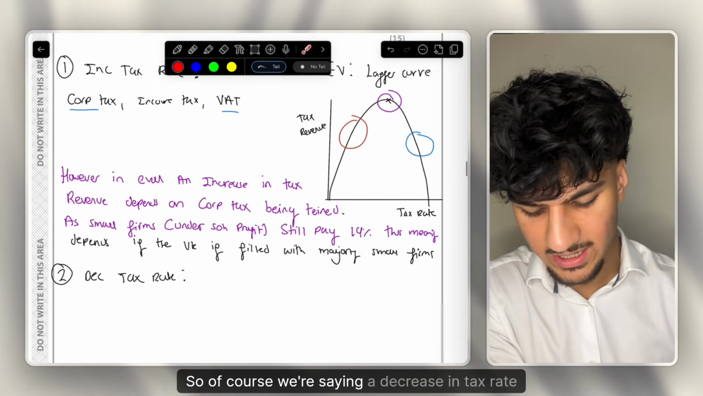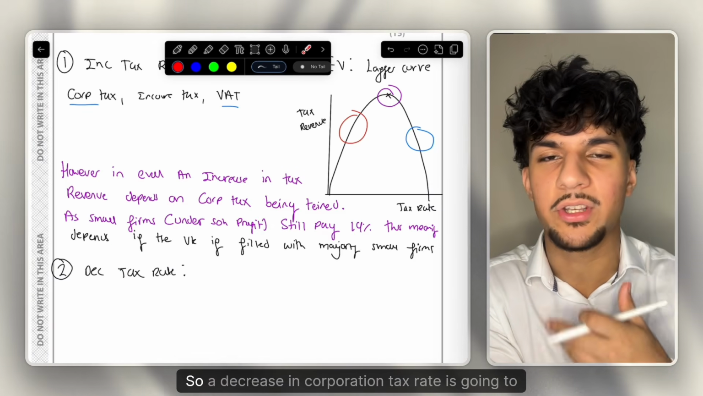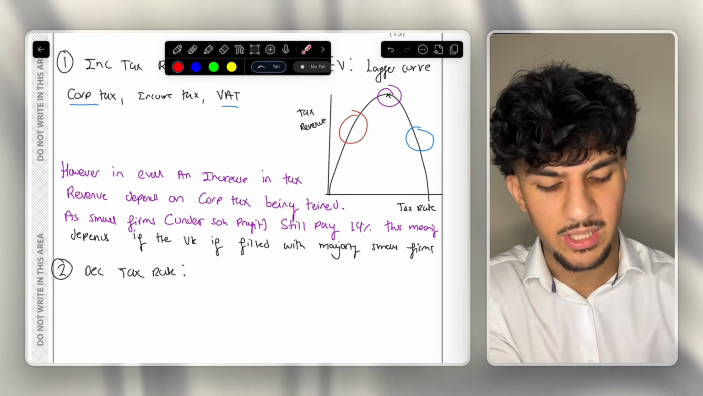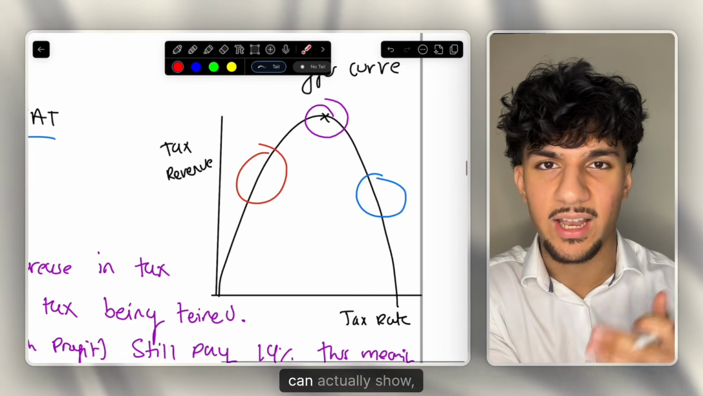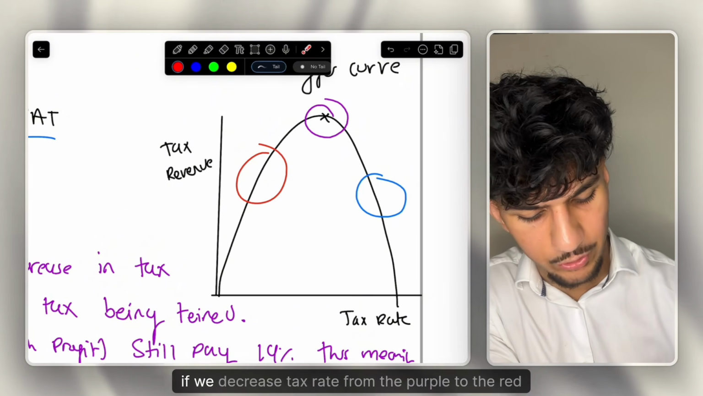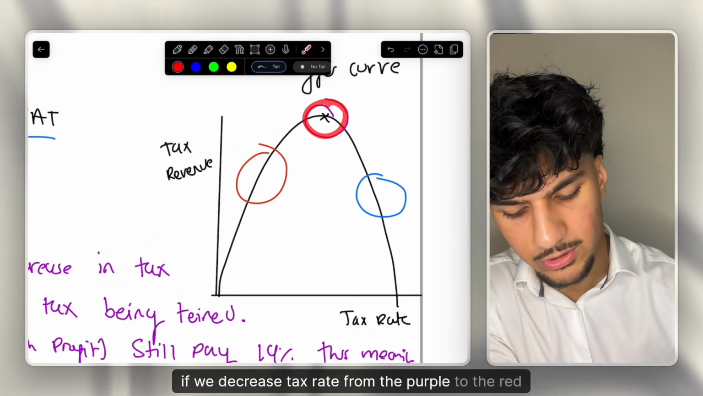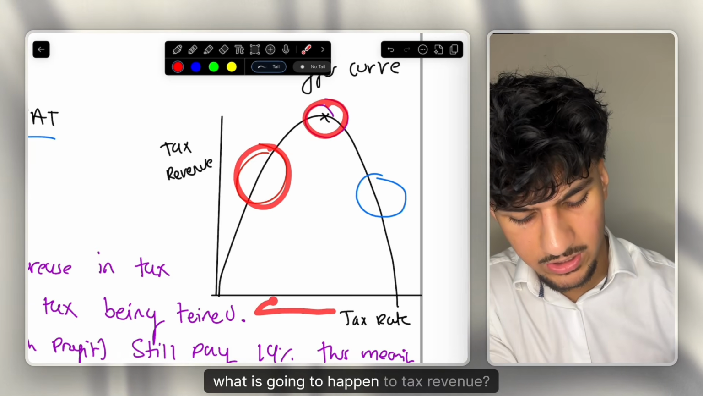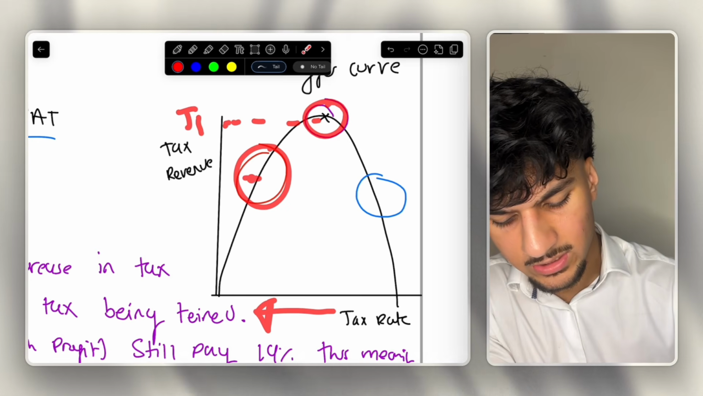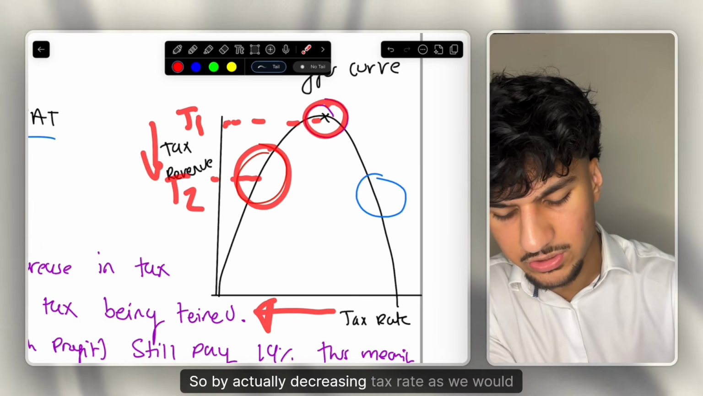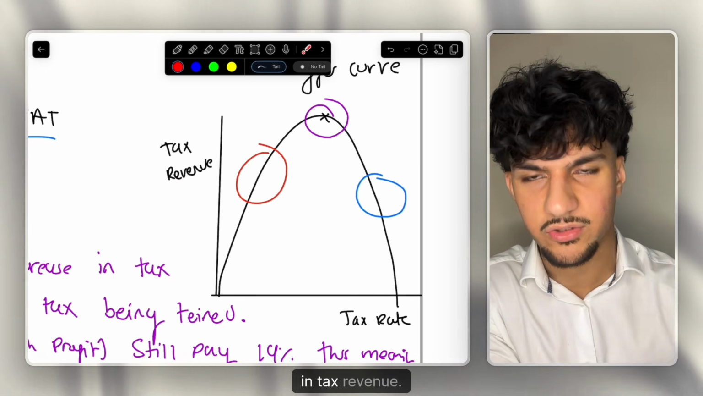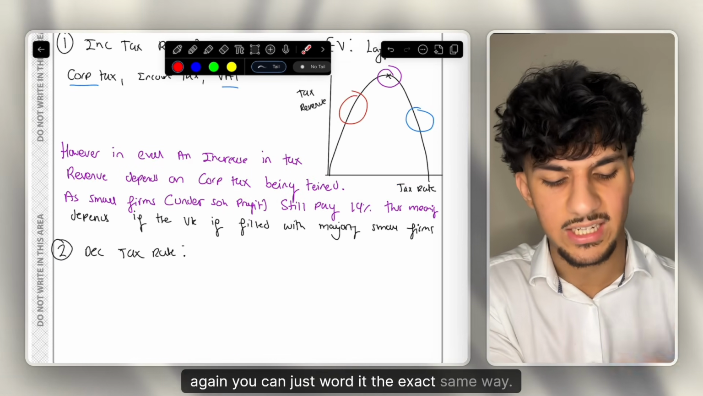Of course, we're saying a decrease in corporation tax rate is going to lead to an increase in tax revenue due to several effects. But the Laffer curve can show a limitation of that. For example, if we decrease tax rate from the purple to the red point, what is going to happen to tax revenue? Tax revenue decreases from T1 to now T2. So by actually decreasing tax rate, we get a decrease in tax revenue. And again, you can word it the exact same way.